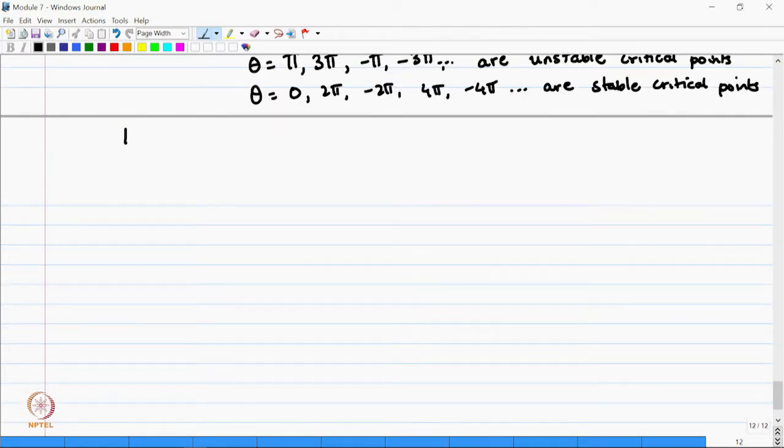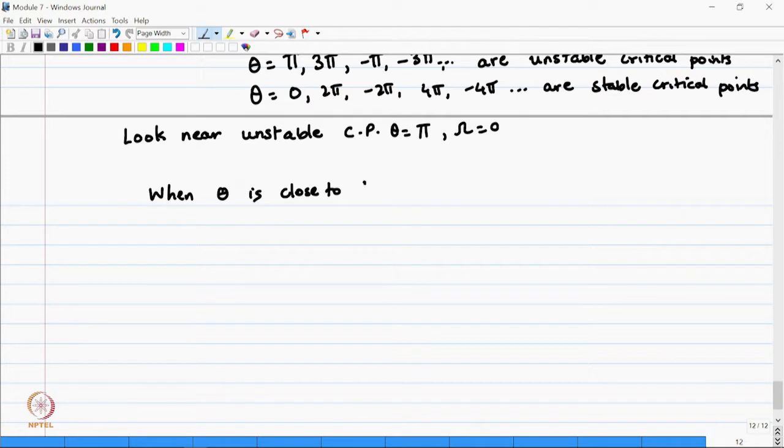So now let us look near the unstable critical point, theta equal to pi, omega equal to 0. When theta is close to pi, we define theta 1 equal to theta minus pi. So theta 1 is the difference of theta from pi, and now I can write my equations as d theta 1 by dt, or theta 1 dot, equal to omega. Theta 1 dot is the same as theta dot, which is omega, but what I will get is omega dot.